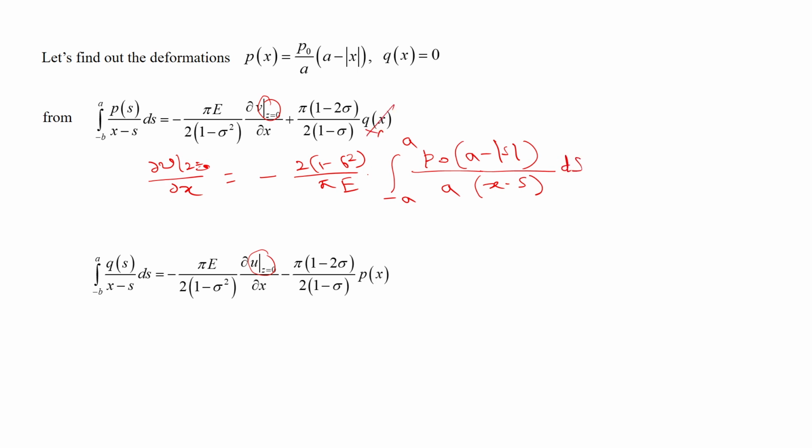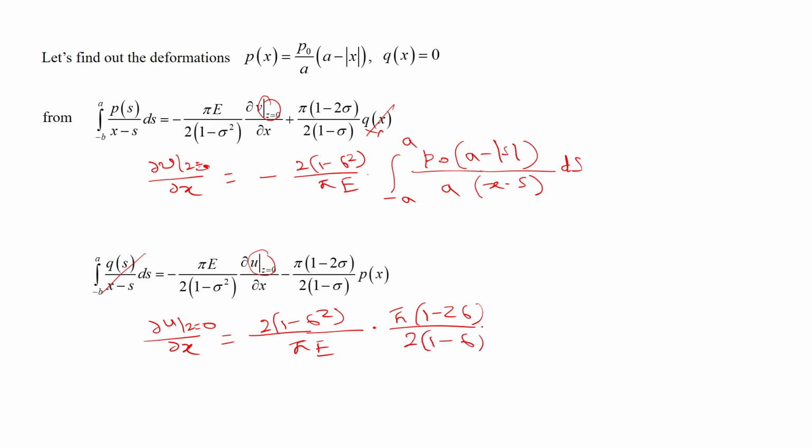So, this will be one equation, and again here q s is equal to 0, and here del u by del x at z is equal to 0 can be written as, this is minus, so it is minus here. It will be 2 into 1 minus sigma square by pi into E into, this is pi into 1 minus 2 sigma by 2 into 1 minus sigma into p x.